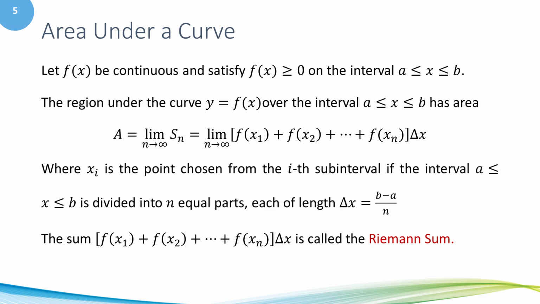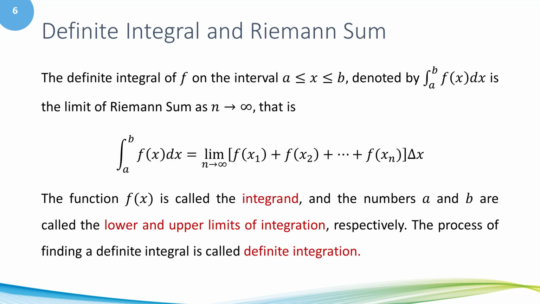To make it easier, we divide the interval A to B equally. So we will have delta x is (b minus a) per n. This sum is called Riemann sum. This Riemann sum is what we call definite integral. The notation for definite integral is like that. So we have integral from A to B. We read it like that: integral from A to B of f(x) dx. It is equal to the Riemann sum. The function f(x) is the integrand, and number A is the lower limit, while B is the upper limit. The process of finding this integral is called definite integration.